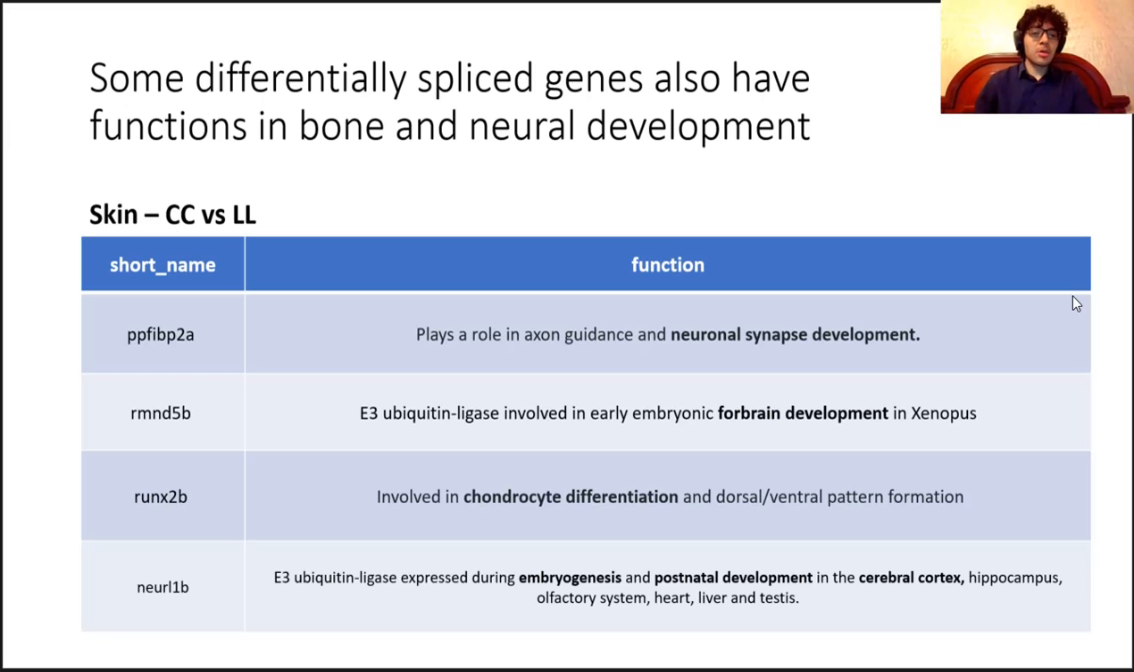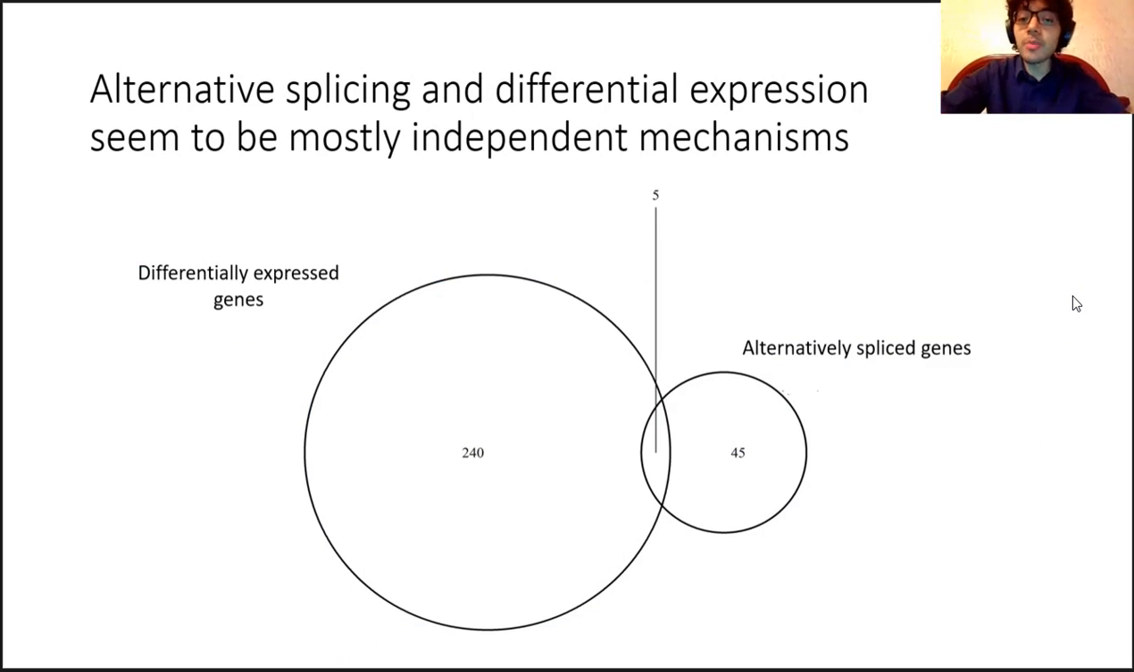However, when we compare the two sets of genes, we found them to be mostly non-overlapping, meaning that differential expression and alternative splicing are mostly independent mechanisms, probably used in different contexts, and alternative splicing is not some sort of side effect of differential expression or vice versa.